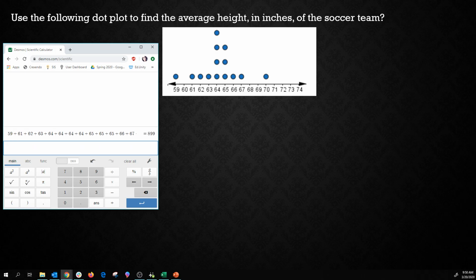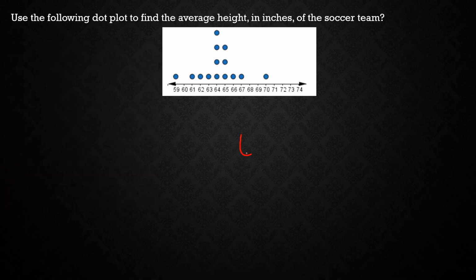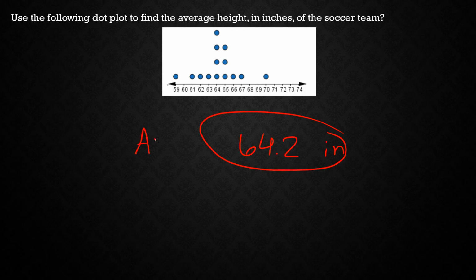So here, when I add all of them together, I get 899. And then let's divide them by how many people are on this soccer team. So I'd have 1, 2, 3, 4, 5, 6, 7, 8, 9, 10, 11, 12, 13, 14 again. So 899 divided by 14, which tells me that the average height of this soccer team would be 64.2 inches. This would be the average height of my soccer team.